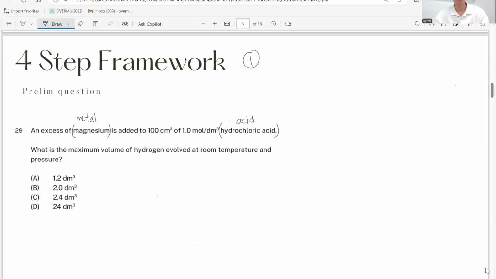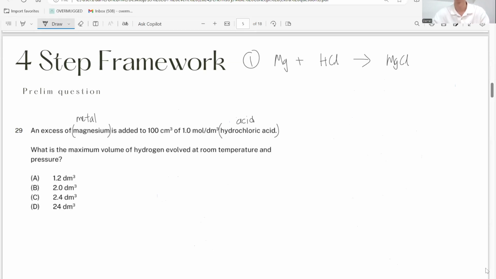Salt plus hydrogen gas. So let's attempt to form our balanced equation together. If I'm wrong, you stop me. So Mg, I'll just write down metal. What is hydrochloric acid? HCl. I think most of you do know this. It forms salt plus hydrogen gas. So let's start with salt first. Mg with the Cl. MgCl.